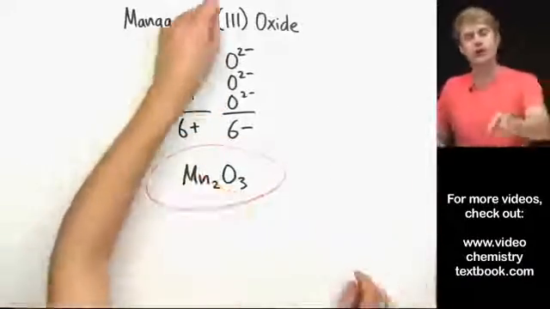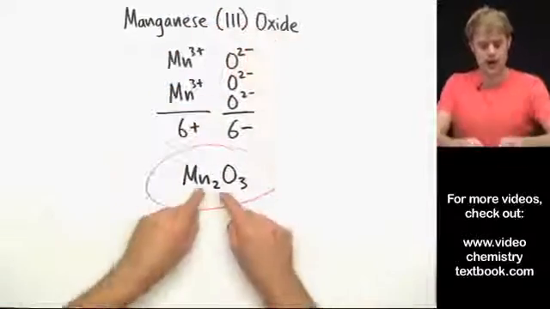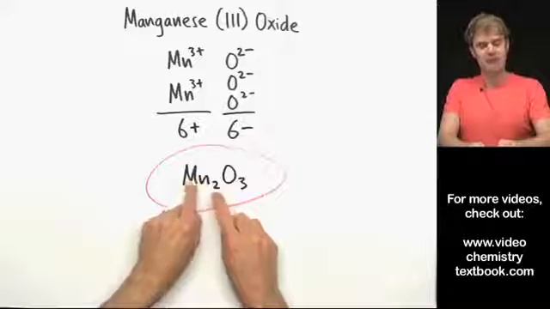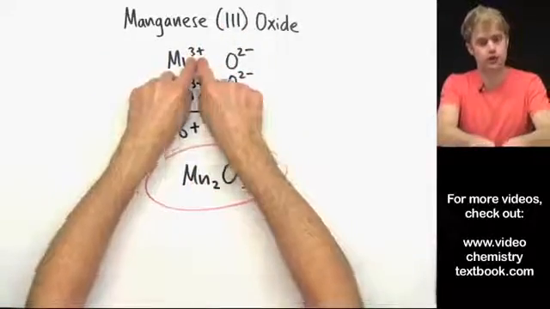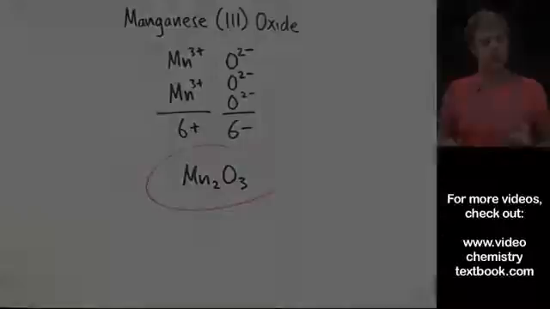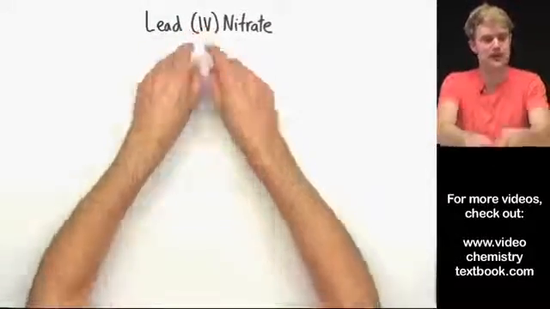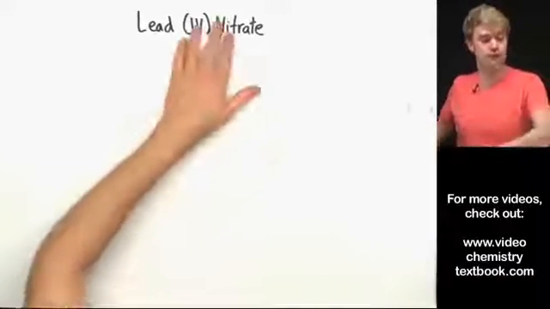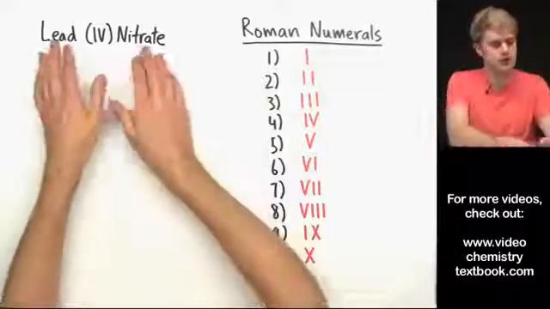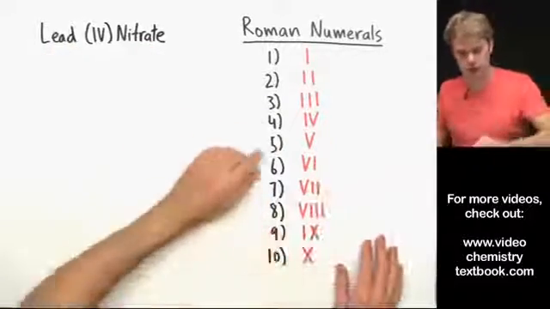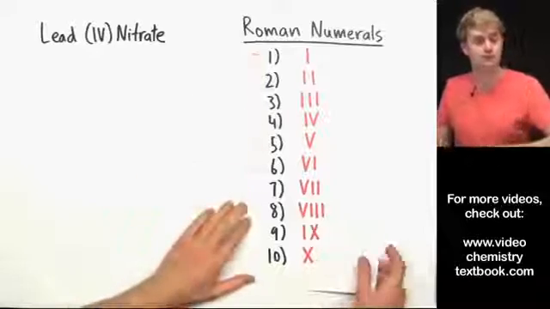And as before, don't be confused by this Roman numeral 3. The 3 does not refer to the number that should be after manganese in the formula. The 3 refers to the ionic charge on manganese. Let's do one more. Lead 4 nitrate. So this Roman numeral IV here is a Roman numeral for 4. Believe it or not, it's important to know the Roman numerals in order to deal with transition metals. So you want to make sure you learn these at least 1 through 7, which are the most common.